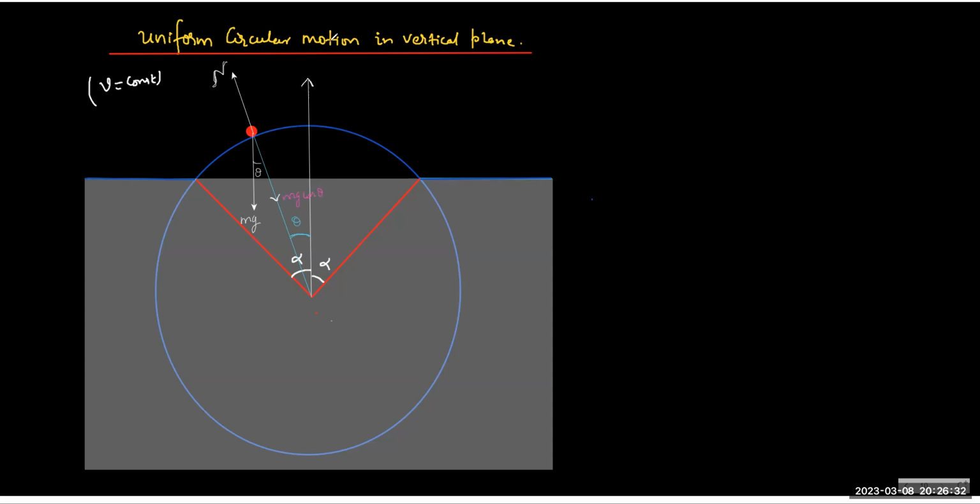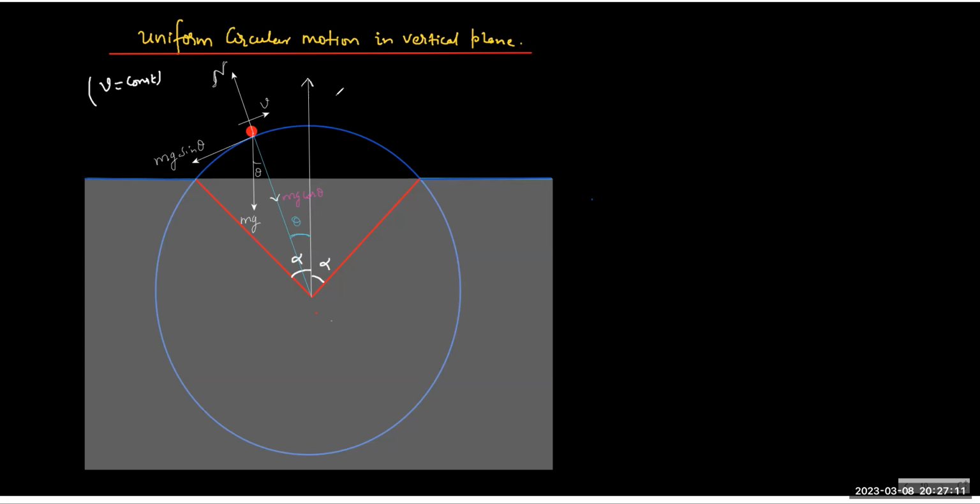But one will be along the tangent, right? How much? mg sin theta. And we know that the speed is like this. And we know V is constant. So the net tangential force should be zero or non-zero? With constant speed, tangential acceleration is 0, right? I hope you remember this.